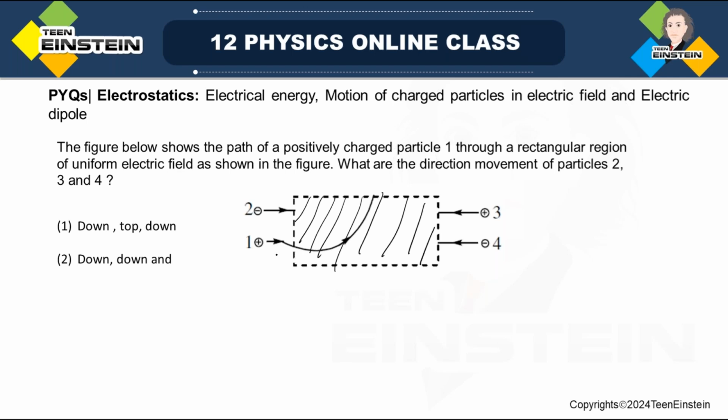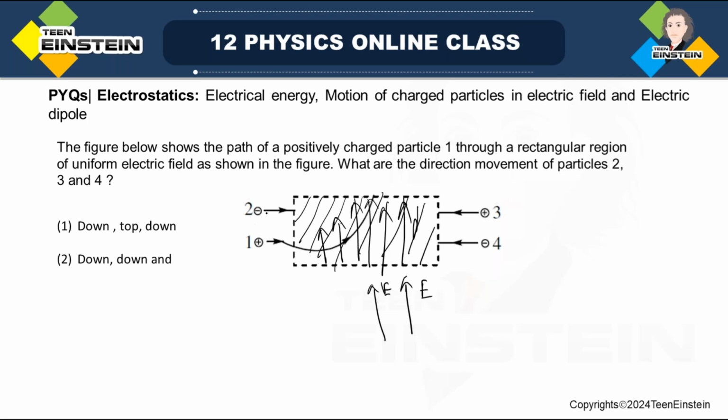That means what? That means the charged particle is always pushed in this direction. That means the electric field is in this direction. So the positive charge is moving in this way, which means the electric field has got direction this way. All right, we have got the direction of the electric field.